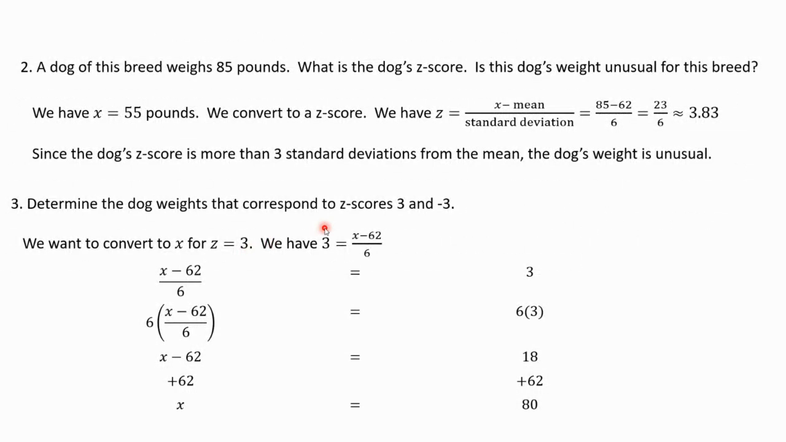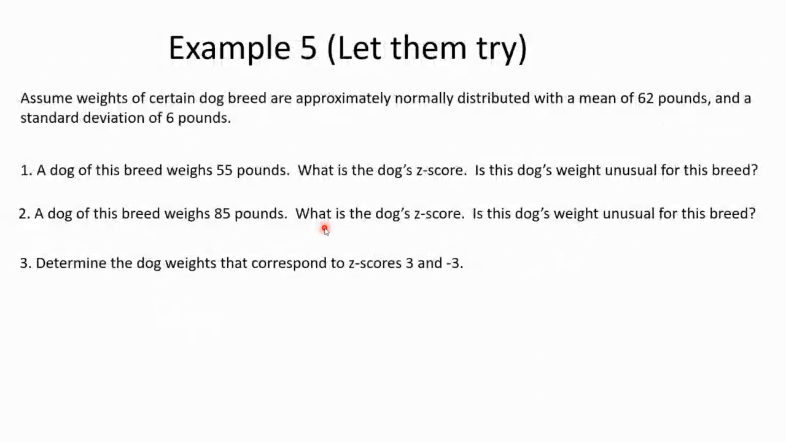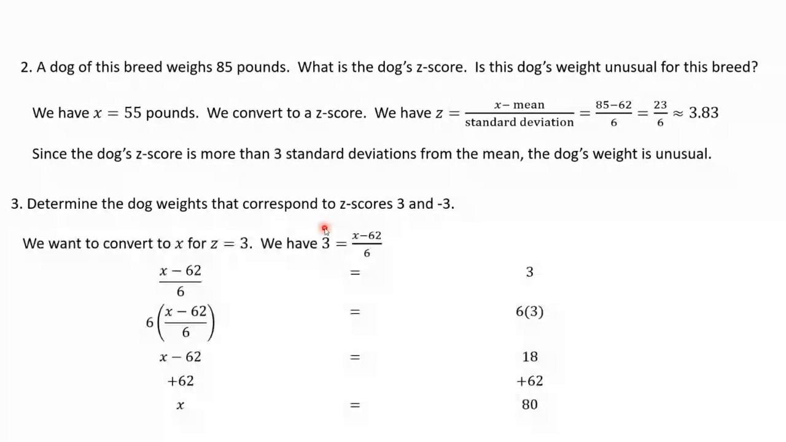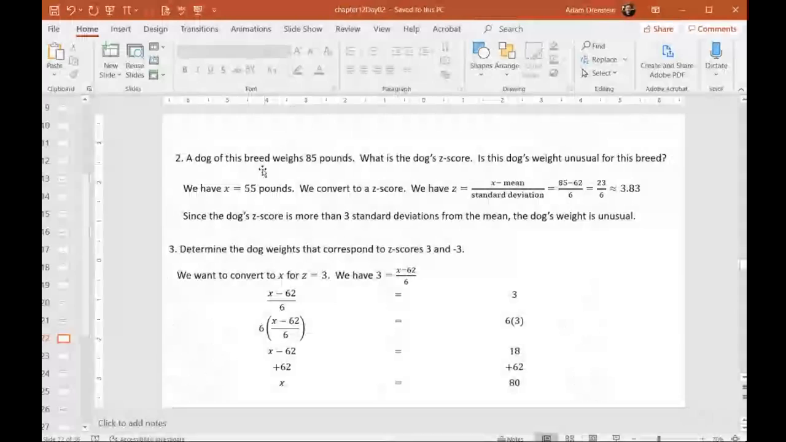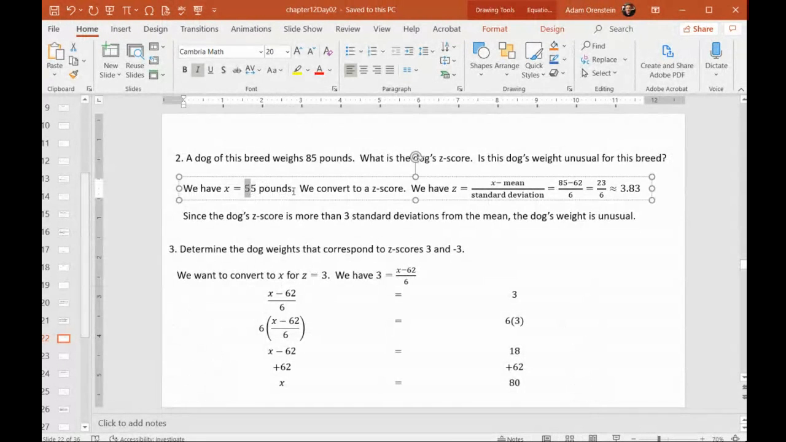This one here for 2. So here we have the dog weighs 85 pounds. What's the z-score? Well, again, x is 85. I don't know why I have 55 there, but we have 85, okay? We just fixed that. So we have 85 pounds here, and again, it's just like before. We're going to subtract the mean, divide by the standard deviation.